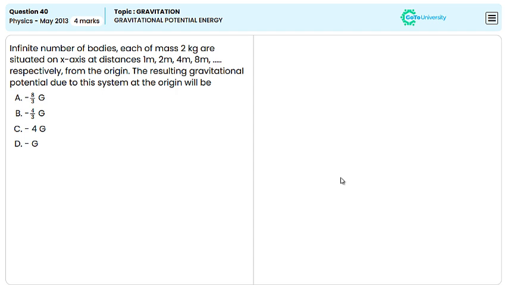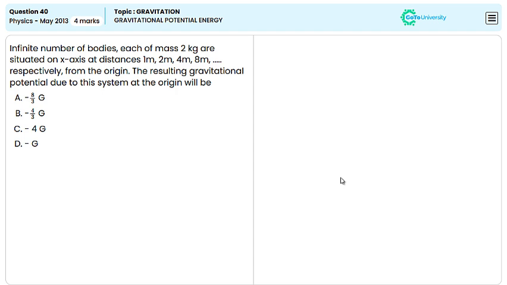Infinite number of bodies, each of mass 2 kg, are situated on the x-axis at the distances 1 meter, 2 meter, 4 meter and 8 meters respectively from the origin. What will be the resulting gravitational potential due to this system at the origin?